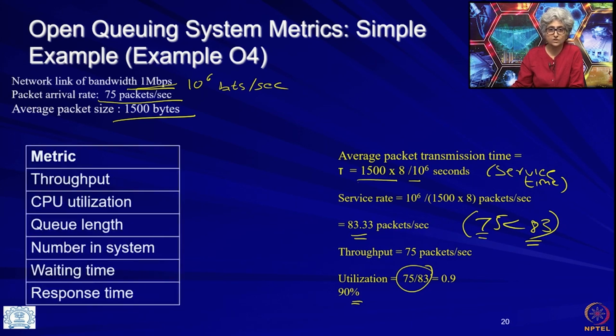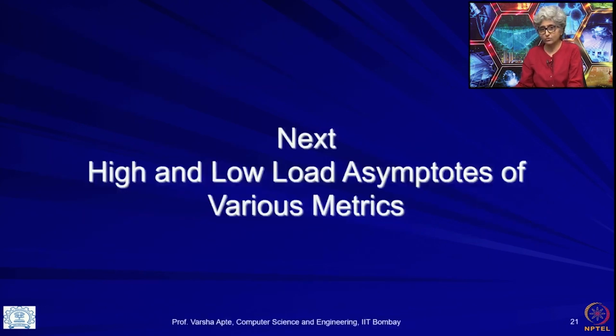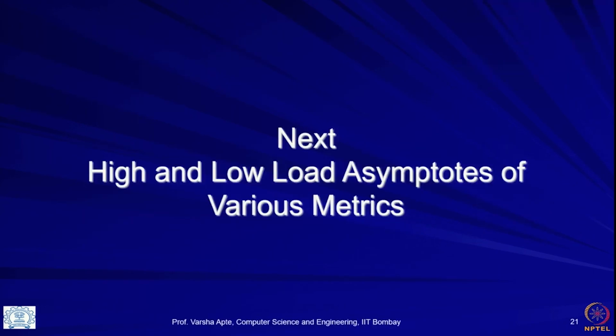Okay. So, these were just some examples to show how all our calculations proceeded today. And what we are going to do next is high and low load asymptotes of various metrics. This is because, as you saw in some of the slides, the 4 other metrics, queue length, number of customers in the system, waiting time and response time, we are still not calculating. So, we will first start by calculating their asymptotes, and we will discuss this in the next lecture.